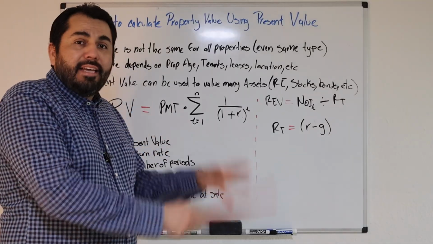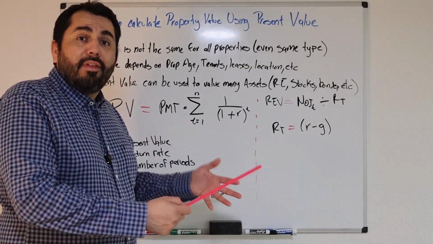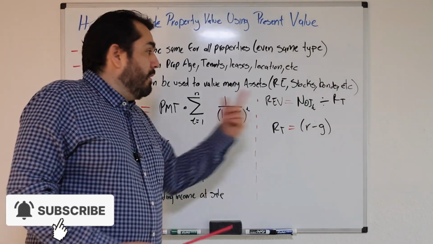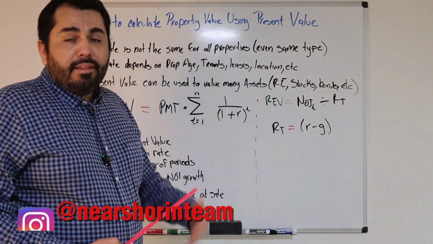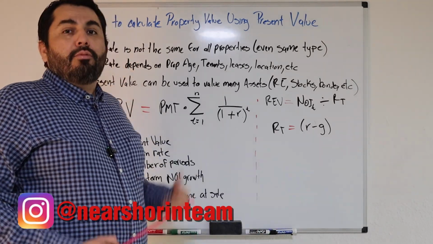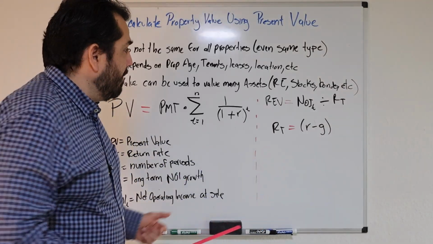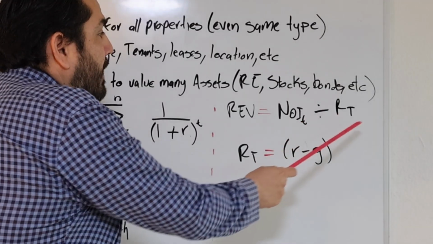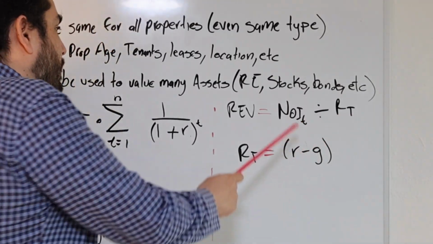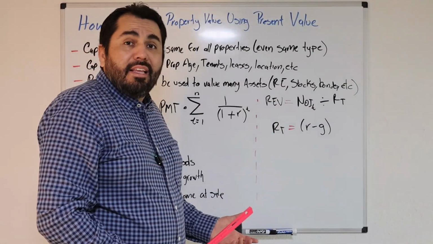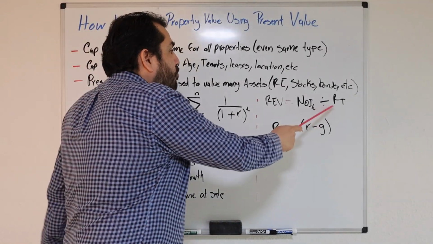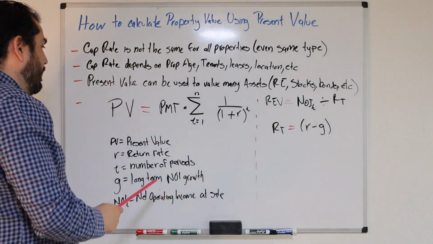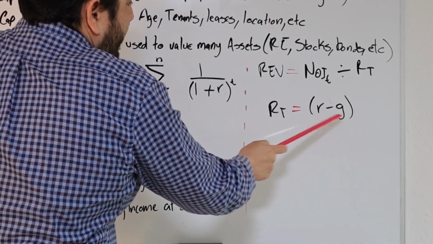At the end, at the sale of the property, you have to calculate another cash flow. That is the resale value. In the 5th year or the last year, you have the last rent, but you also have the resale value, the resale price. So you have to calculate the resale price at that moment. You have the net operating income at that year, and you divide it by this number, RT. RT is R less G.